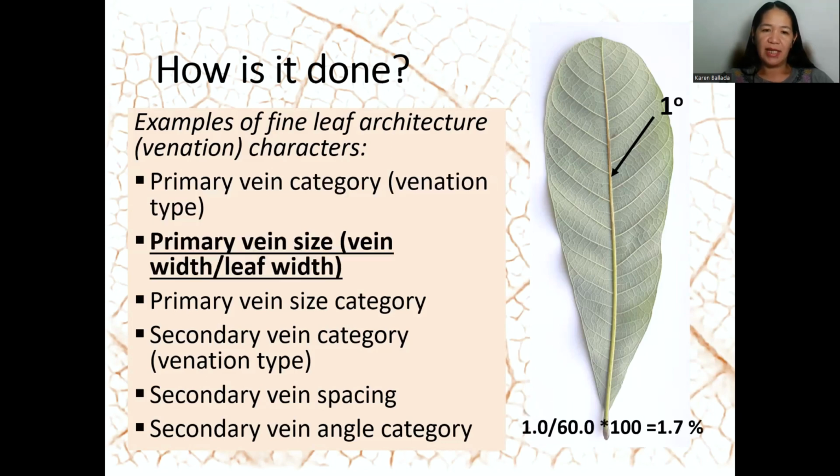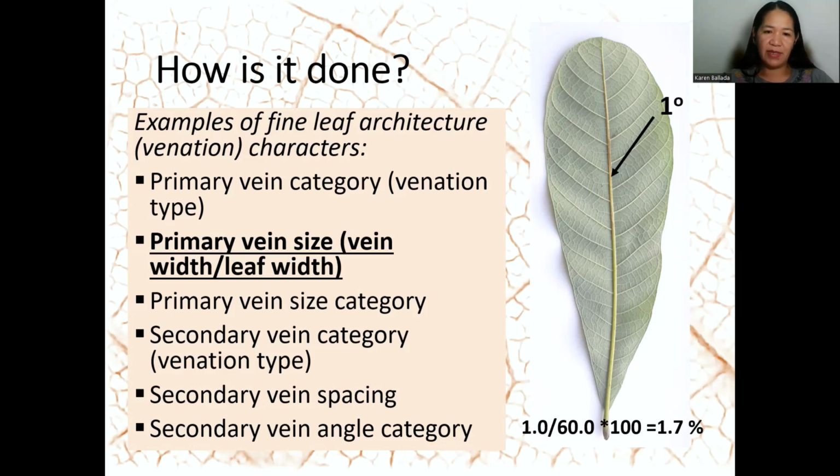Next is the primary vein size. For the primary vein size, you have to measure the ratio of the vein width to leaf width multiplied by 100. I did the measurement in millimeters. So the vein width is something like 1 millimeter, and the leaf width is about 60 millimeters. So I divide that value and multiply it by 100. I get a value that is equivalent to 1.7.